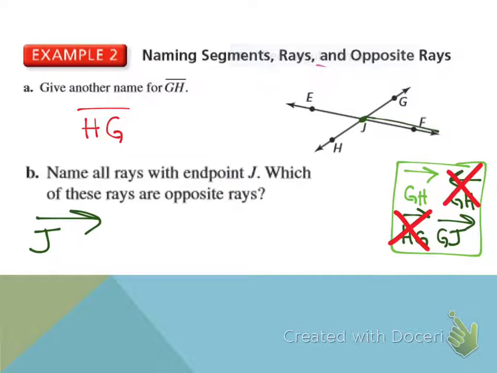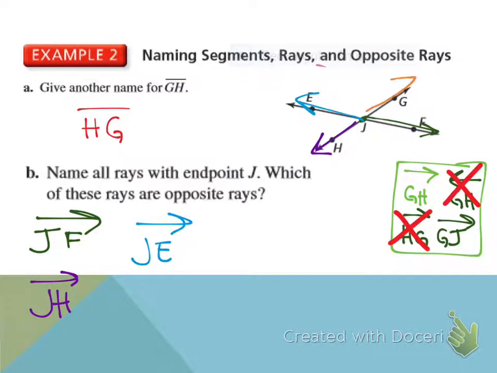F. Wonderful. JF is one of them. Pick another. JE. I heard JE, and I also heard JH. Both are correct. There's one more. JG. JG is correct. And then it says which of these are opposite rays.